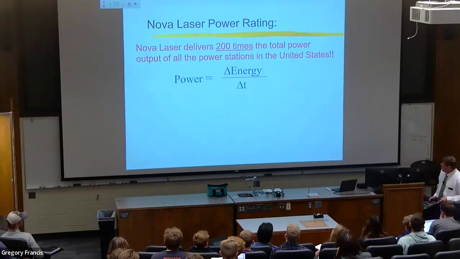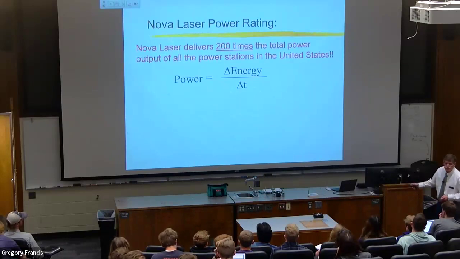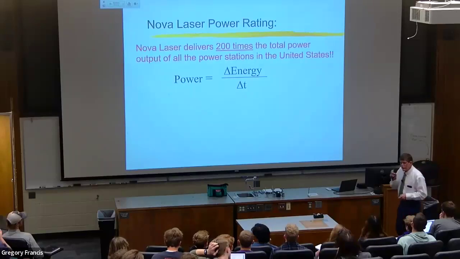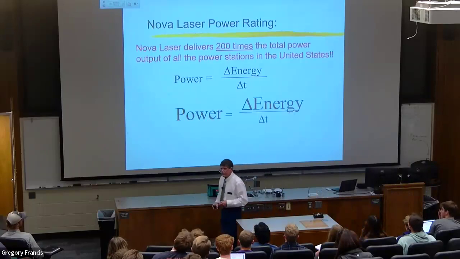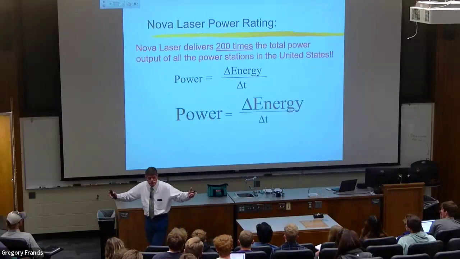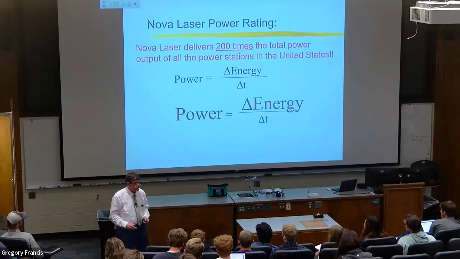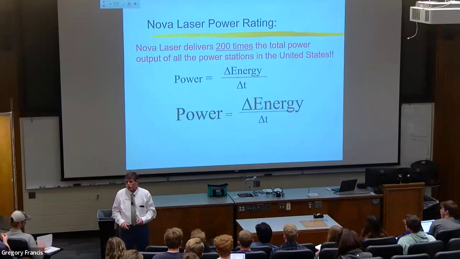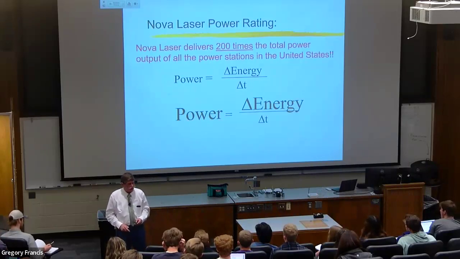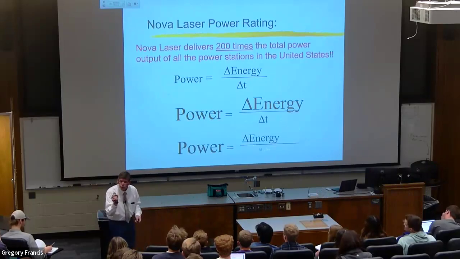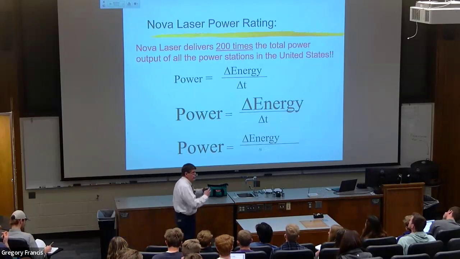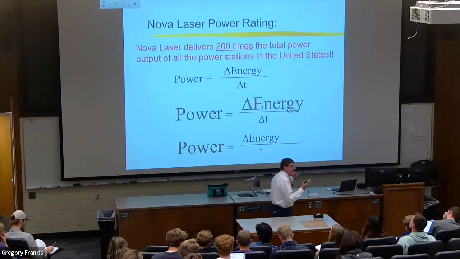Now, when I look at that formula for power, it's got time in the basement. And that gives me two different ways to get a huge power. One way is to deliver a whole bunch of energy in a reasonable amount of time. But the other way is the one that is used with the Nova laser. And that's to deliver a reasonable amount of energy in a very short amount of time. If you divide by a very small number, you get a big result. And that's what they do.